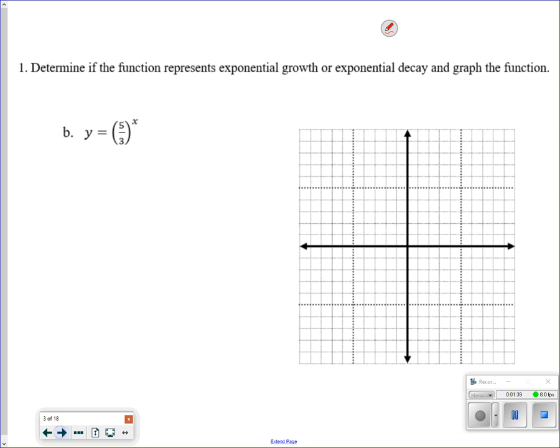Next one. Because this is above 1, this would be exponential growth. So when I previously said fraction, that was something I should not have said. But so I'm going to probably type this into my graphing calculator to get 5/3 raised to the x power. And so this would be growth.